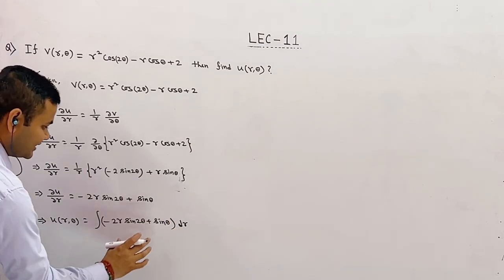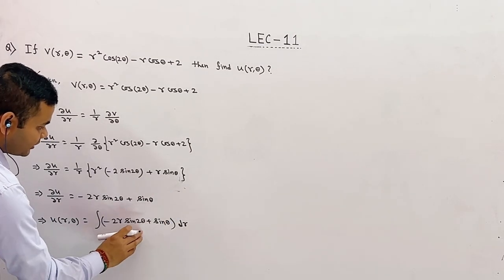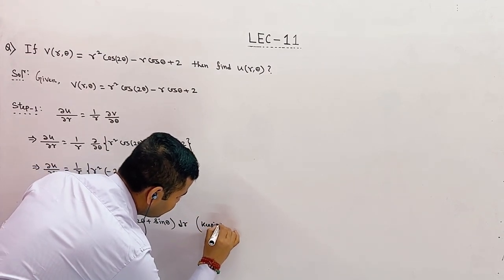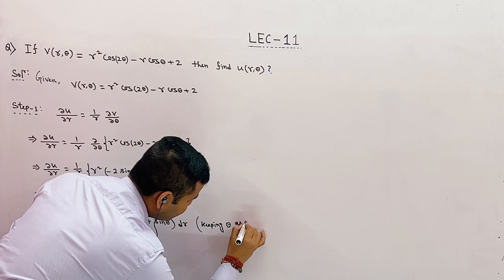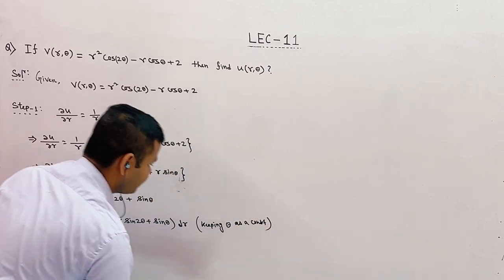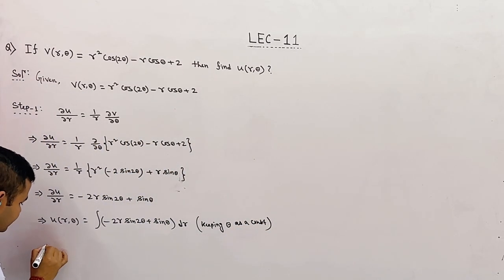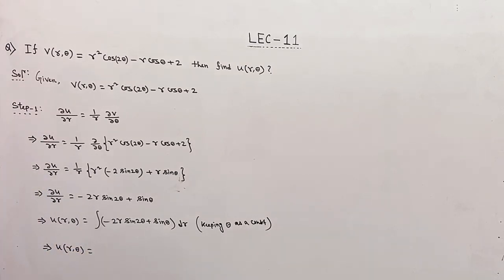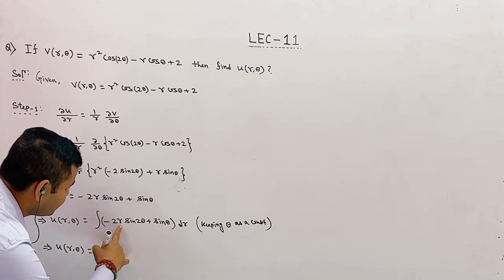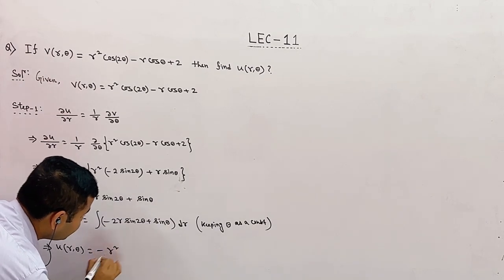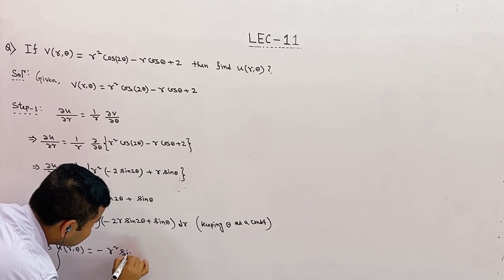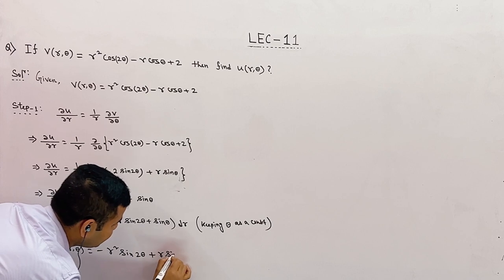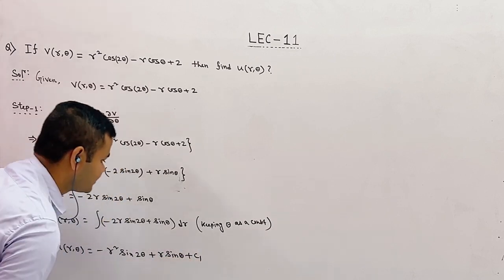While integrating this term partially with respect to r, we have to keep theta as a constant. Keeping theta as a constant, finally we will get u(r,θ) will be equal to r square sine twice theta plus r sine theta plus some constant of integration.